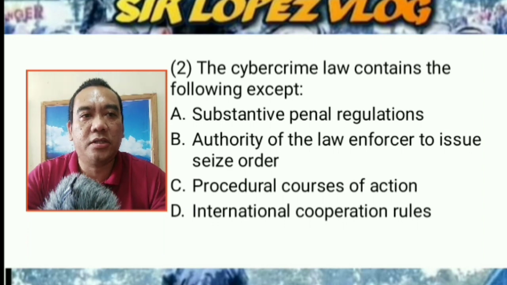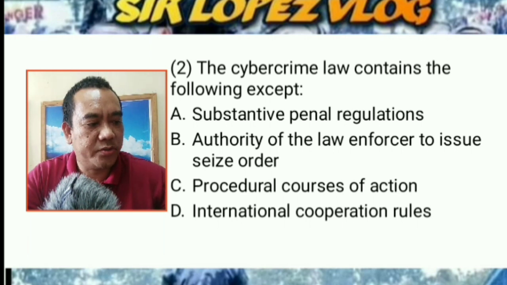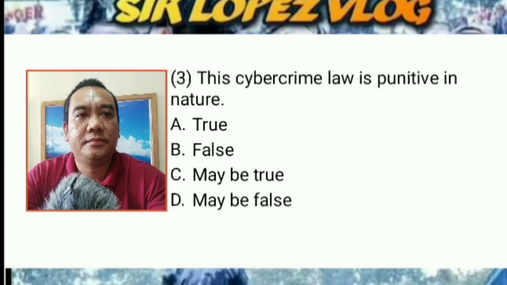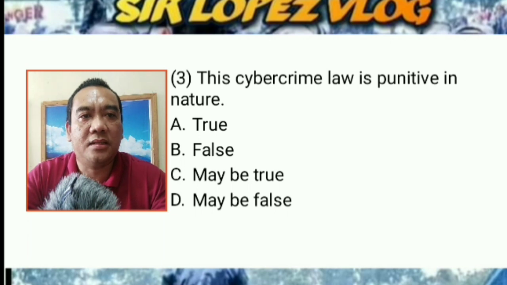Letter B, authority of the law enforcer to issue cease order. Letter C, procedural courses of action, or letter D, international cooperation rules. Number 3. This cybercrime law is punitive in nature. A, true. B, false. C, may be true. Or letter D, may be false.